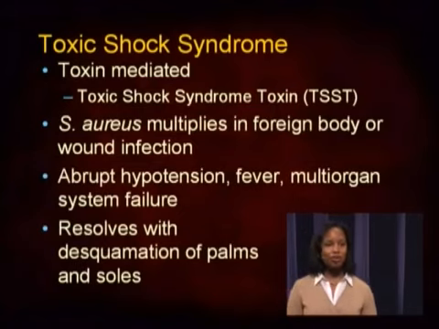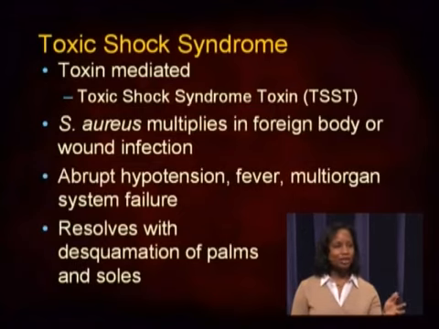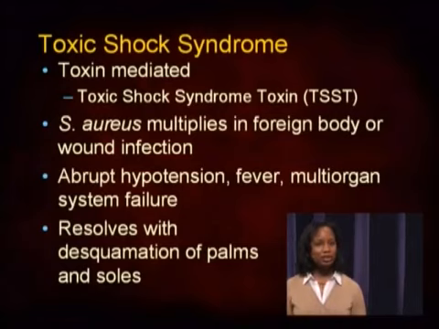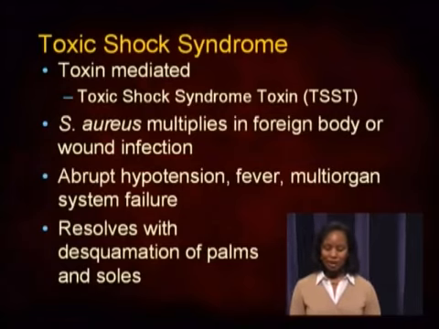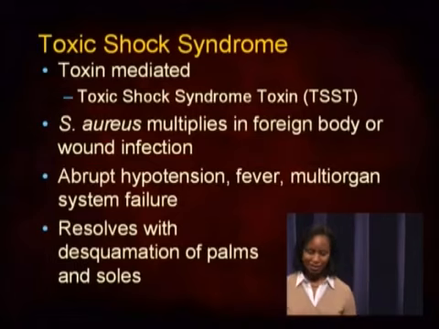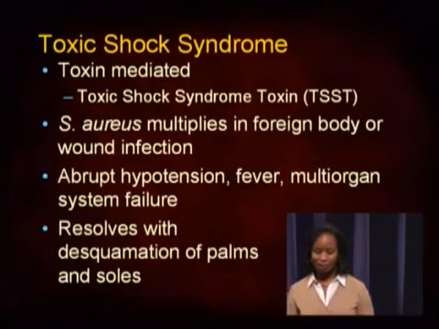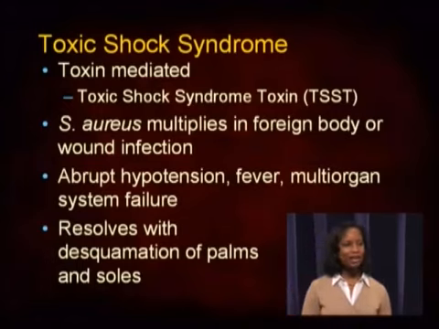Toxic shock syndrome is more serious than the other things we've talked about so far. It's got shock right there in the name, and certain patients can go into shock as a result of this, mediated by the toxic shock syndrome toxin, say that 3 times fast, from Staph aureus. Patients can have abrupt onset of hypotension and fever and organ failure.